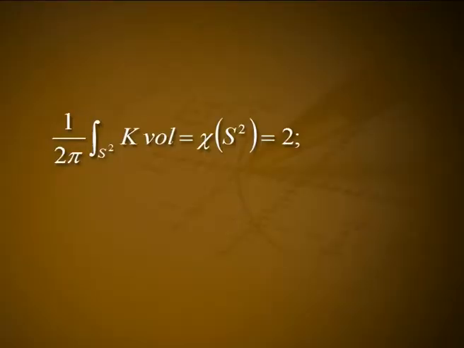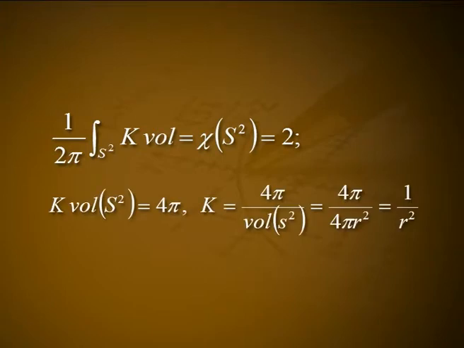Note that the group K of rotations about the origin in R3 is a group of isometries of S2. It is the full group of isometries of S2 by theorem 2. Since K is transitive on S2, the curvature K of S2 is constant by theorem 1. By the Gauss-Bonnet theorem, 1 by 2 pi integral over S2 of K volume is equal to chi of S2, which is equal to 2. That is, K volume of S2 is equal to 4 pi.